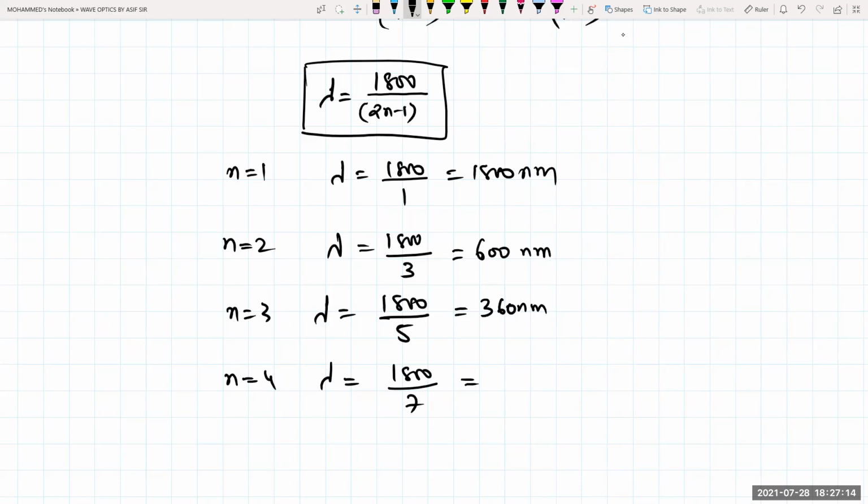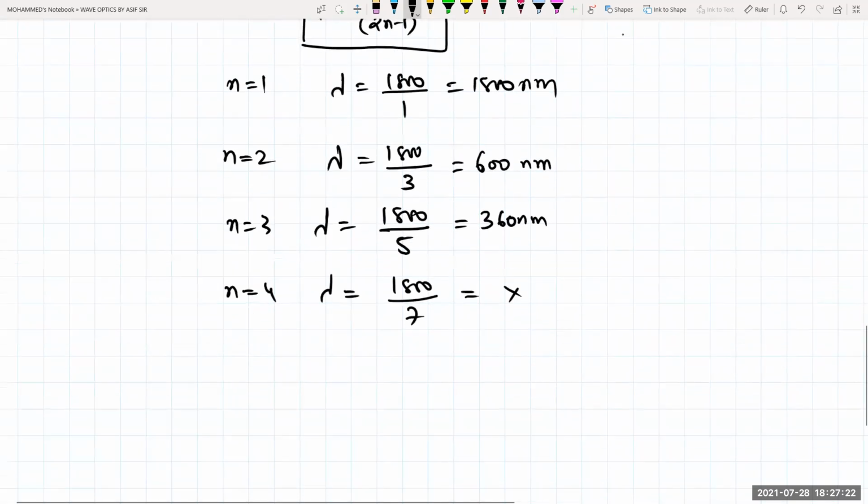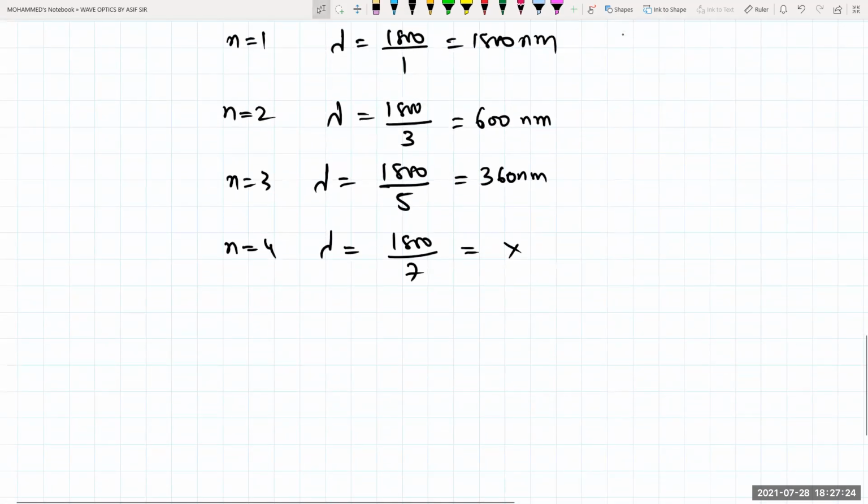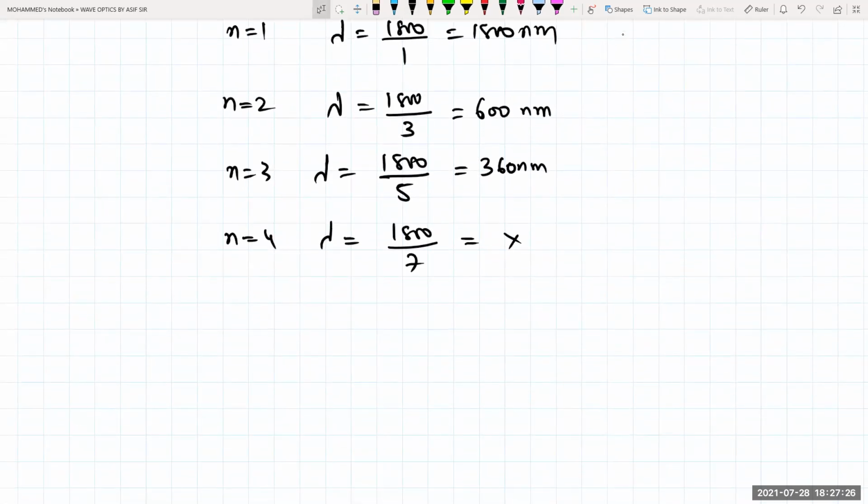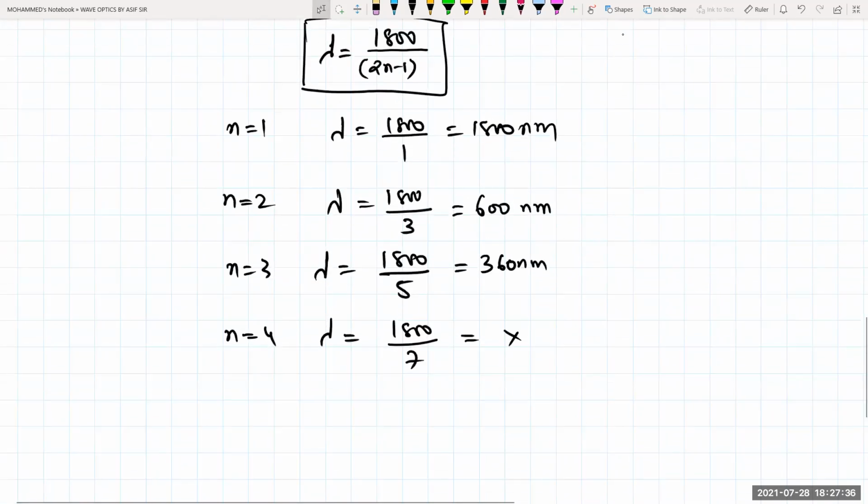Sir, this is coming in decimals. 1800 by 7, decimals plus one. Yes, sir. And that means this will not be possible then. It will lie in which region, beta? Sir, it's between 350 only, right? So that means 300 only to 600. Yes, sir. So 600 nanometer and 300 nanometer will lie in your visible region.